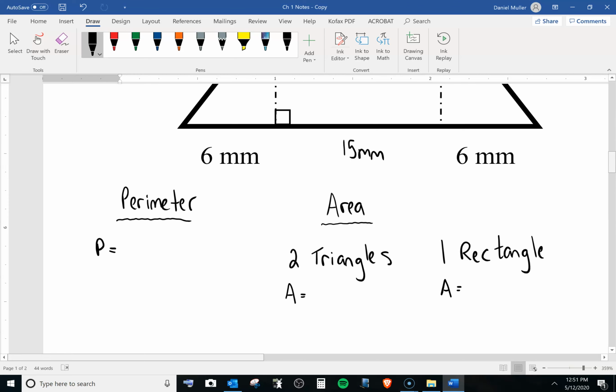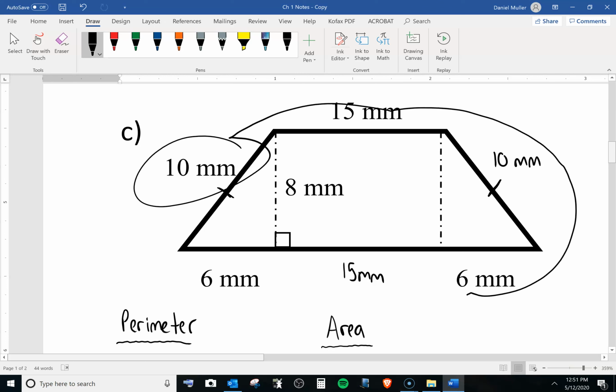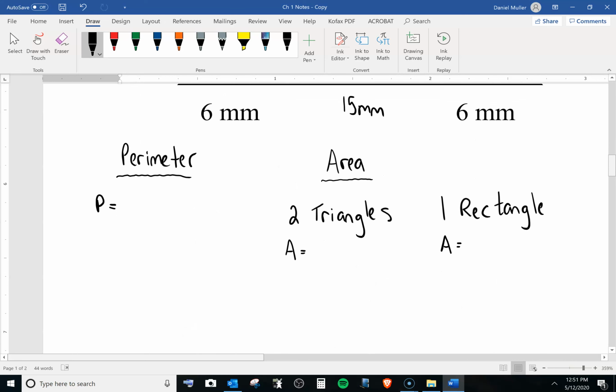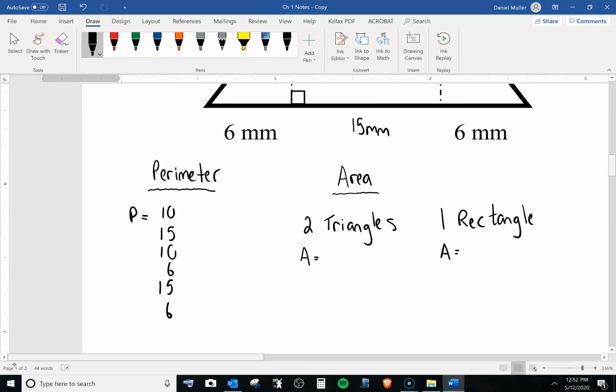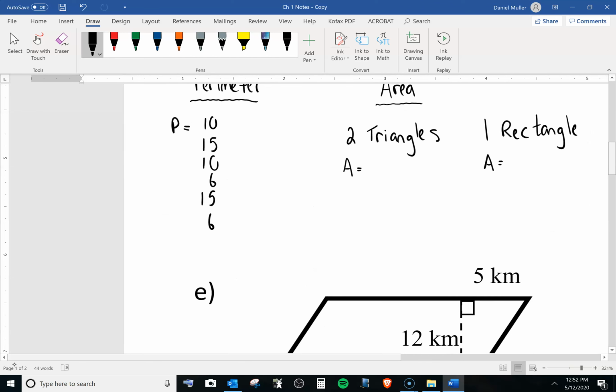Sometimes when I'm running out of space, I like to write vertically. So I have a 10, 15, 10, 6, 15, 6. Those are all the different sides I have to go all the way around. Because there's so many of them, I'm just going to write vertically: 10, 15, 10, 6, 15. Okay, perfect. So I got them all.